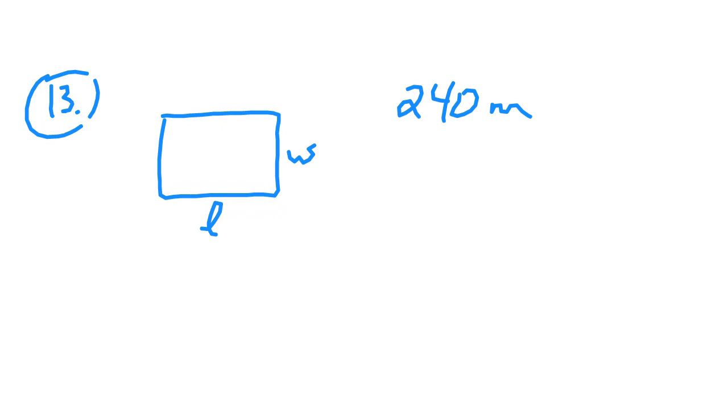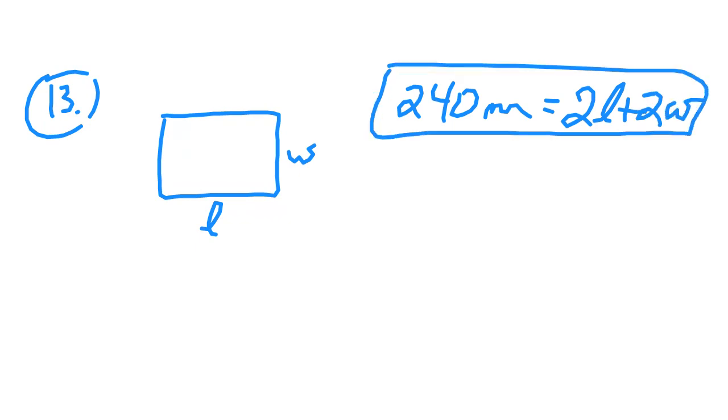So what's that? That's the perimeter, which is the distance around, so it's length plus width plus length plus width. So basically 2L plus 2W is the perimeter of this. So we have one equation here, that 2L plus 2W is 240 meters.